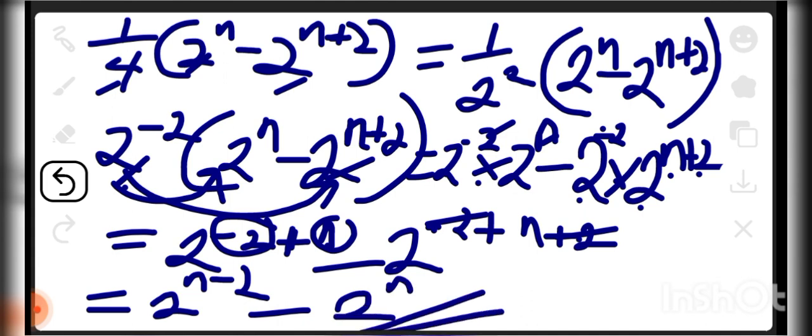So this will be the answer. The answer will be 2 raised to power n minus 2 minus 2 raised to power n. That's the answer to the question. 2 raised to power n minus 2 minus 2 raised to power n. That is the answer.